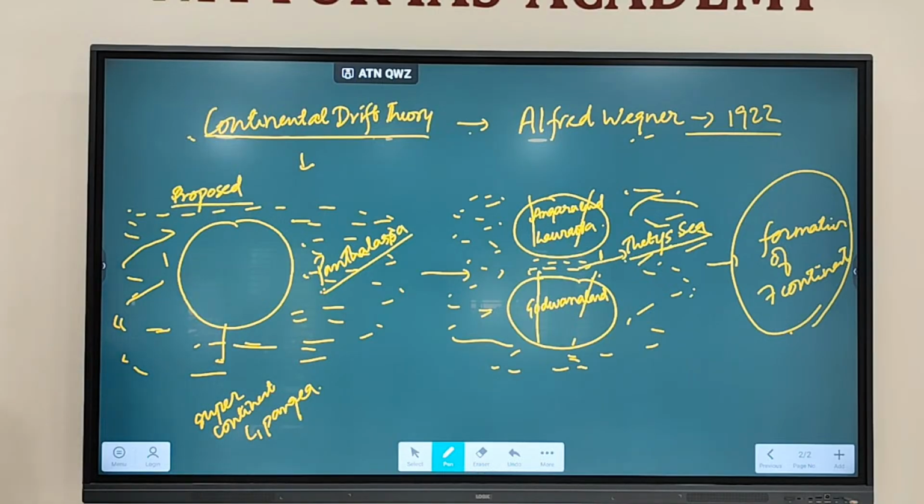Now at this time, in the 1920s and early 1900s, we didn't have much information regarding oceans. We discussed that ridges are present in the ocean, seamounts are present, and trenches are present. We didn't have much geographical information regarding those particular things.